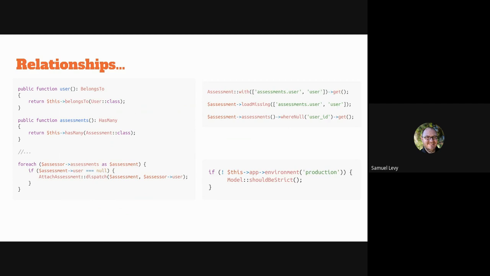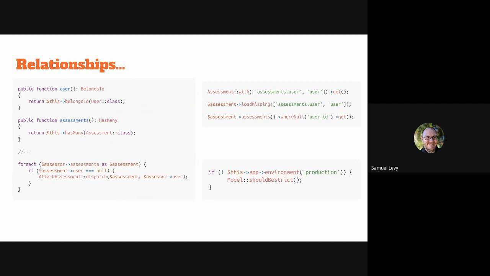And if you really don't want anyone to be able to do lazy loading, so you don't want anyone to be able to do N+1 queries, they added this nice little one here. Model::shouldBeStrict, where it will throw an exception if you attempt to lazy load something or access a property which the model doesn't have.